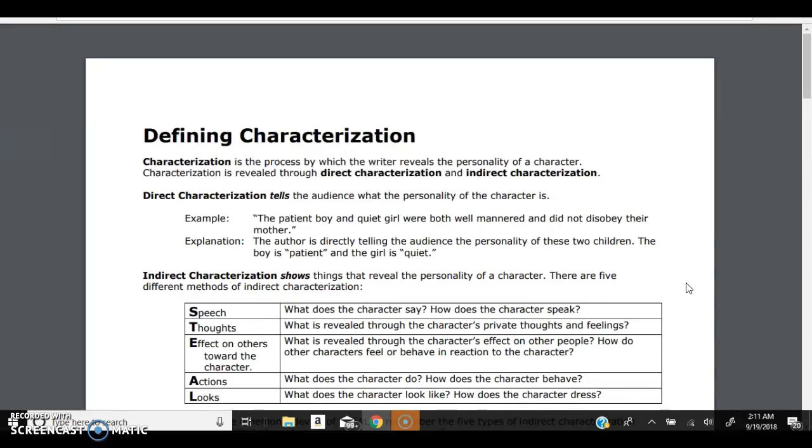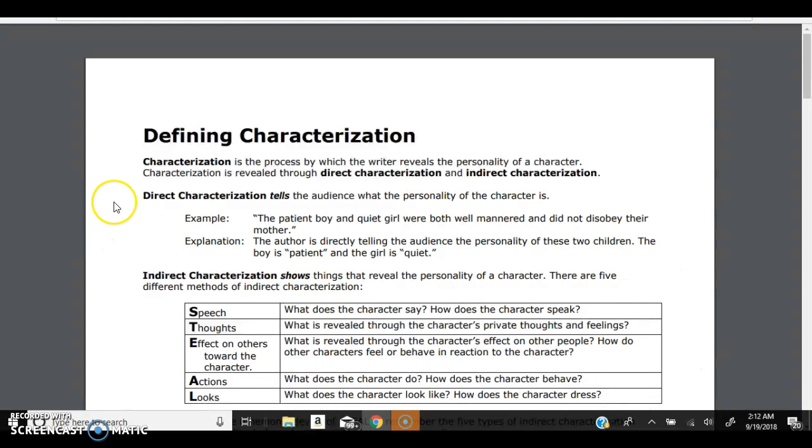And what I want you to understand is characterization is how a writer shows us the heart of the characters in a novel. As you've been following your hyperdoc, we have looked at the different types of characters, dynamic and static, and we looked a little bit at characterization through some great movies. But now is a more focused mini lesson on what characterization is and how we're going to identify, more specifically, indirect characterization using a mnemonic device.